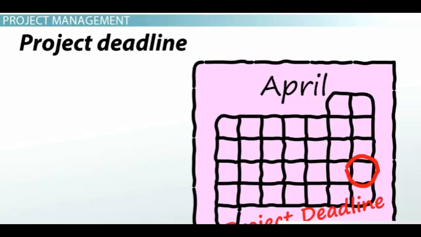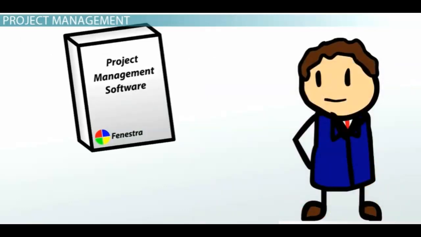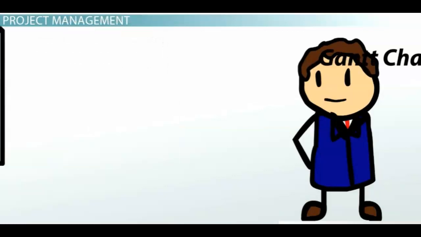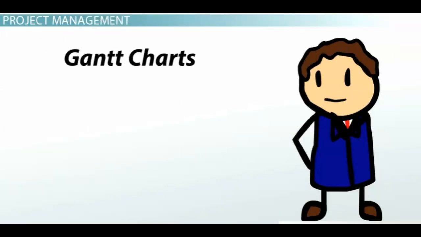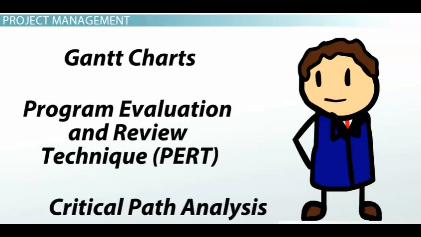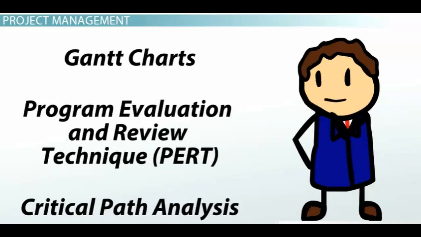Specific procedures have been developed for a number of very specific project management tools. Typically, these are implemented using project management software. Three specific tools are Gantt charts, Program Evaluation and Review Technique, or PERT, and Critical Path Analysis. Each of these will be described in a bit more detail.